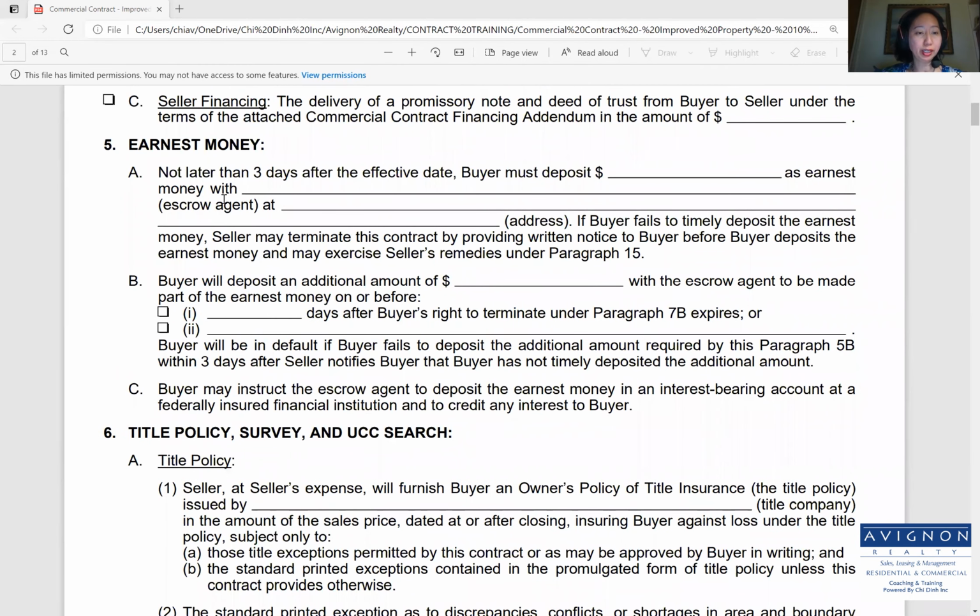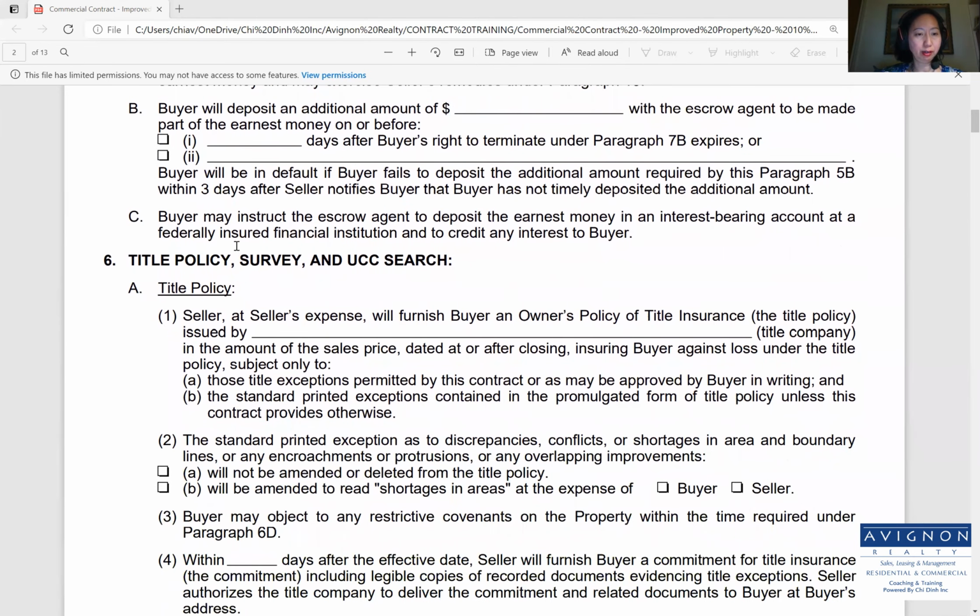Paragraph 5, earnest money. There's A, no later than 3 days after the effective date, buyer must deposit this amount as earnest money with escrow agent at this address. And then B, buyer will deposit, if there's any additional amount of earnest money, this amount. And it goes into more details about the additional earnest money.